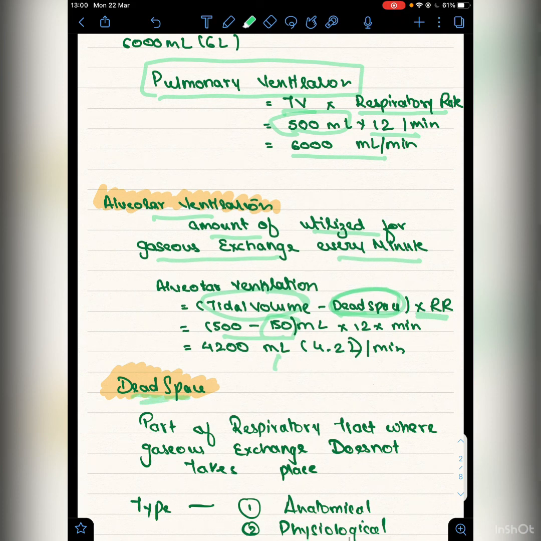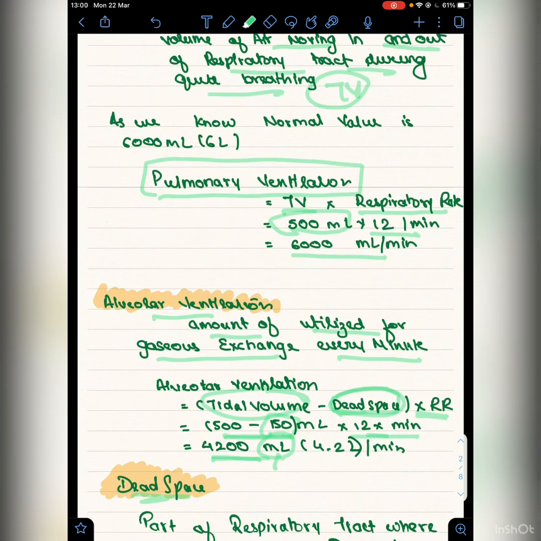Let's assume for a minute that it is 150 ml; why 150 ml we will discuss here. So 500 minus 150, multiplied by 12, gives 4200 ml per minute. That is the difference: pulmonary ventilation is the whole amount of air that passes from the nose to the pharynx and ultimately reaches the alveoli, and alveolar ventilation is the amount of air that is utilized.